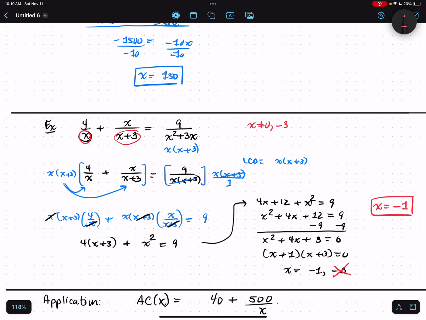Okay, so that's solving probably the most complicated one that we'll ever have to solve, a rational equation. So just beware of the values of x that make a denominator equal to 0.